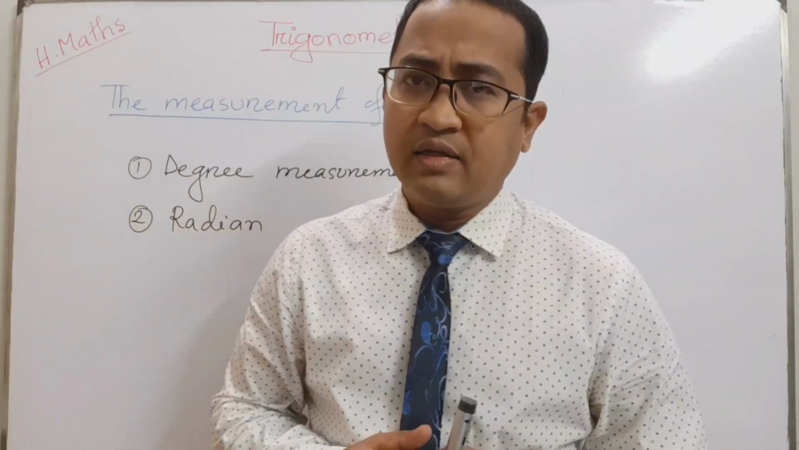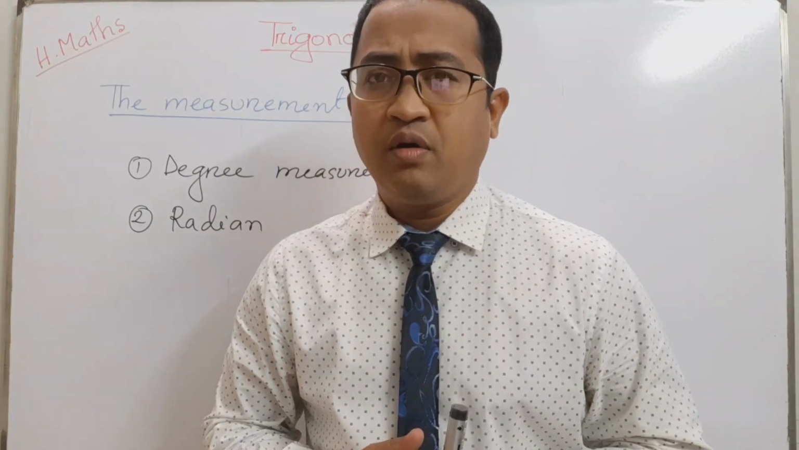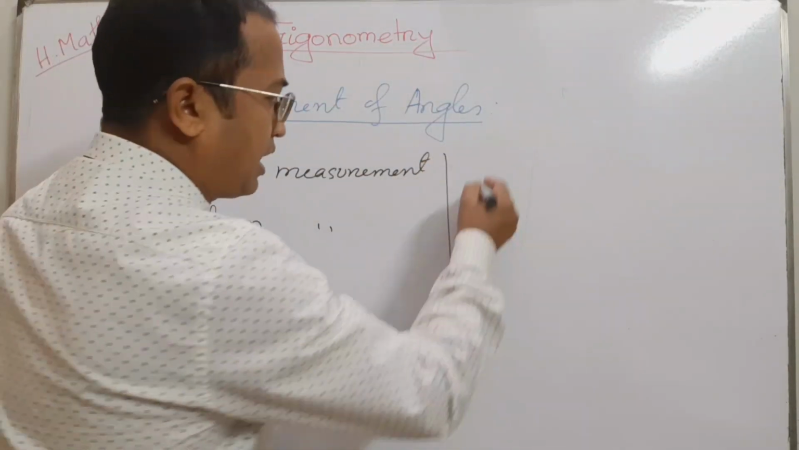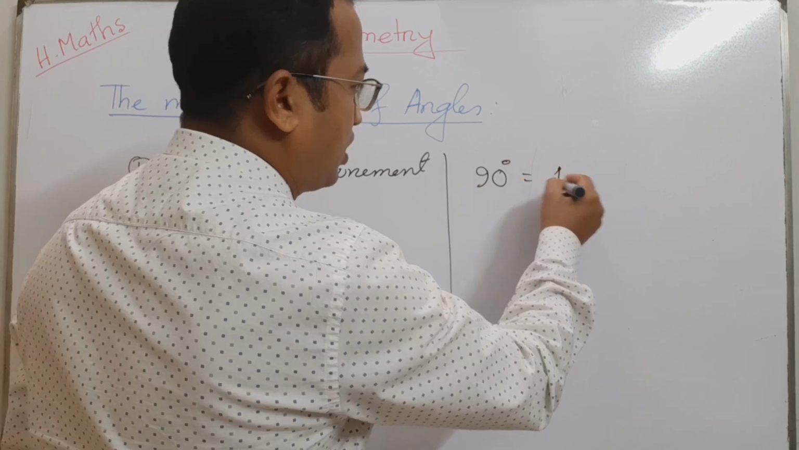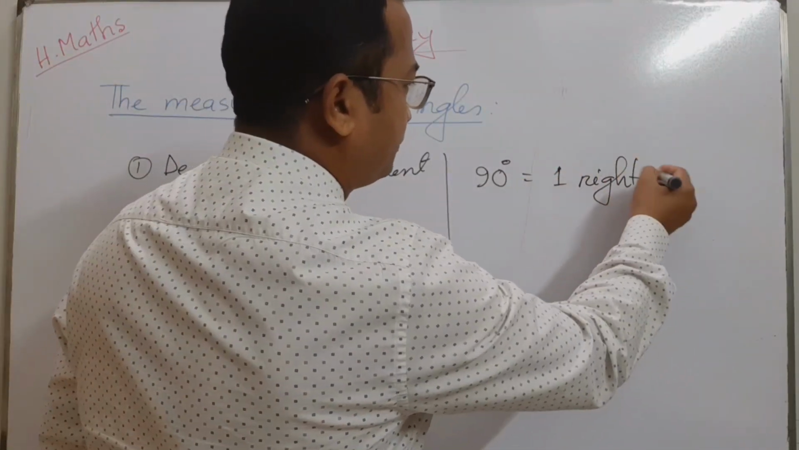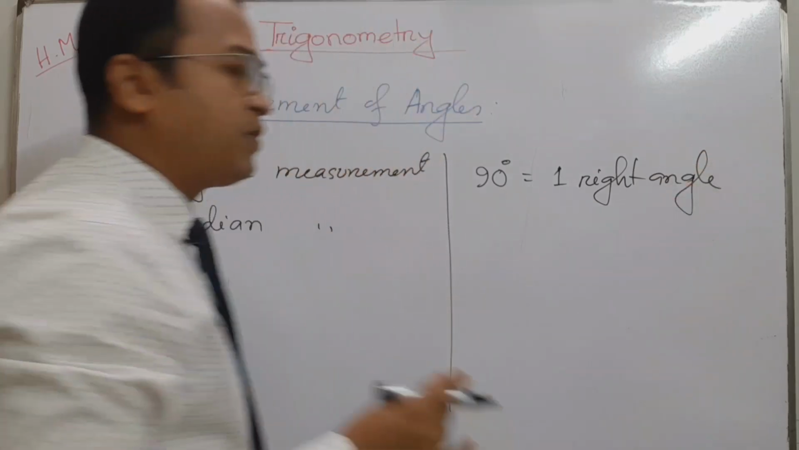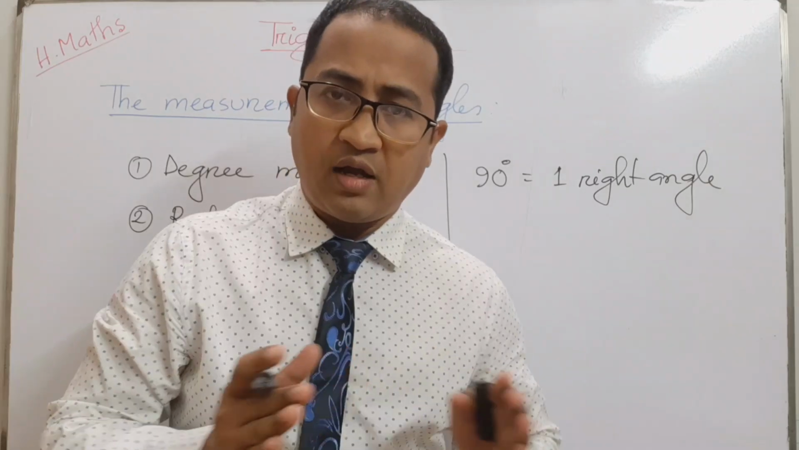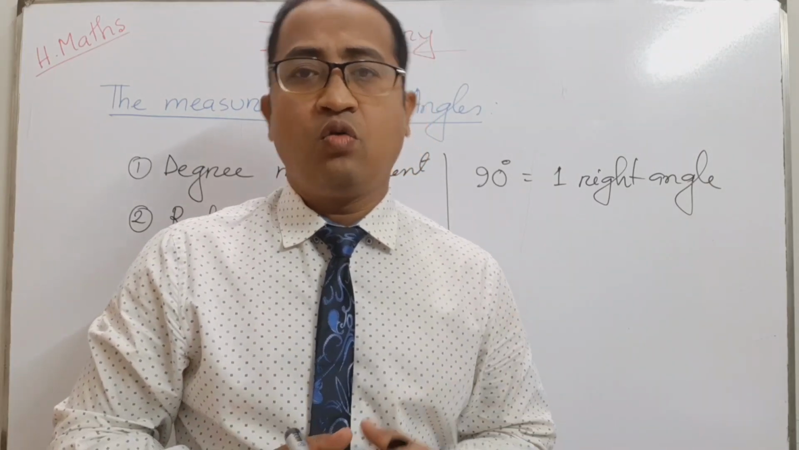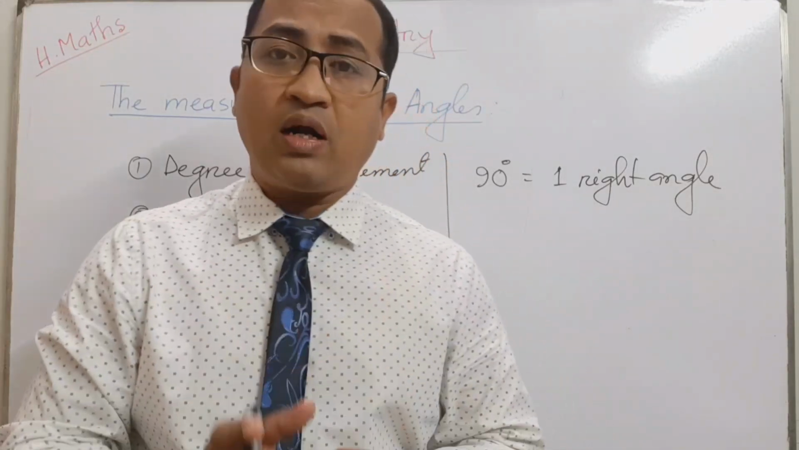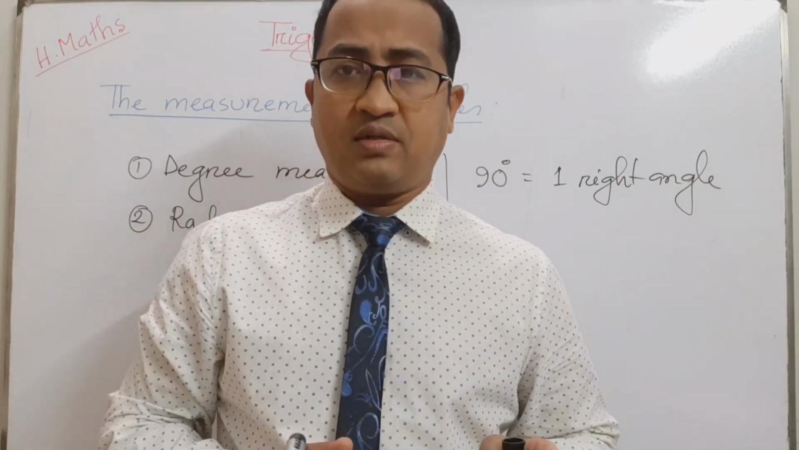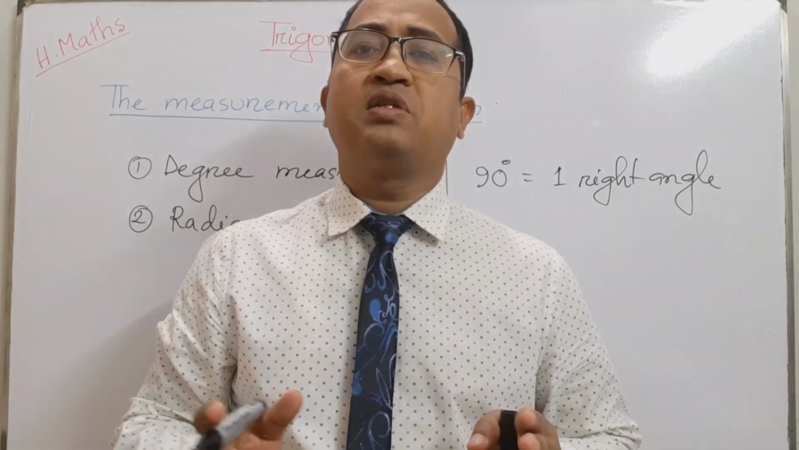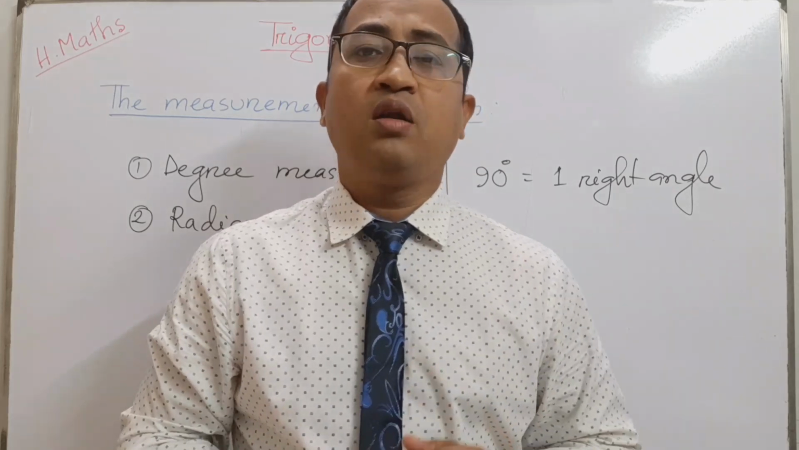So the right angle is considered as the unit of the measurement of the angle. So we know 90 degrees is equal to 1 right angle. Now if you divide 90 degrees into 90 pieces, each piece will be 1 degree. Again, if you divide 1 degree into 60 pieces, every piece will be 1 minute.